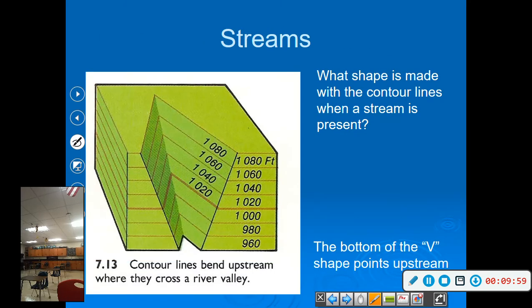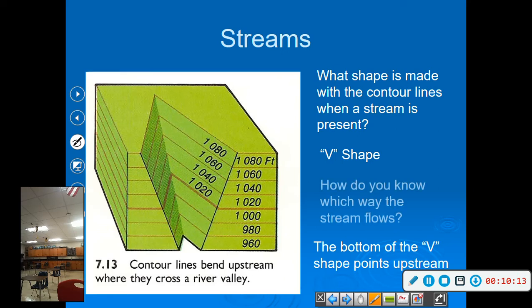All right, streams. Streams make a special V shape. The reason why is step into a stream, you go down in elevation. So the contour lines will tend to bend upstream. Okay, so you can see if we have a stream here, like in this example, that would be upstream because again, the contour lines bend upstream. They make a V shape that the bottom part of the V shape points upstream. That's the way you can write it. So make sure you get that wording down, guys.